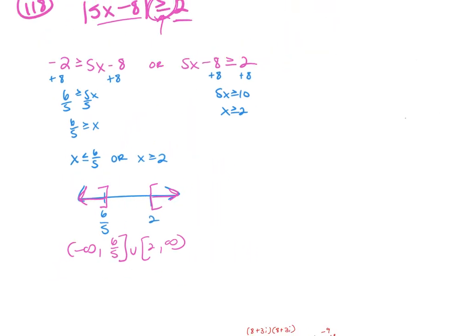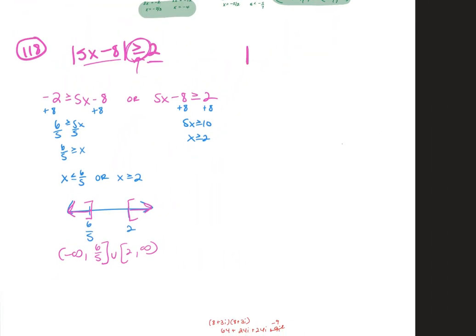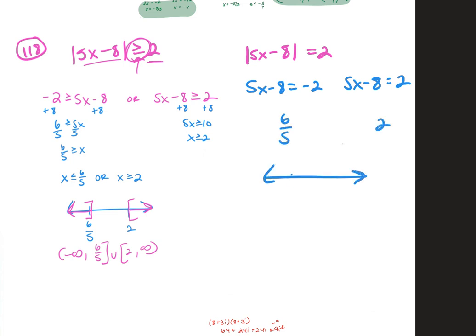The other way is to simply solve it as though it's an equals absolute value, which means I set 5x minus 8 equal to negative 2 and 5x minus 8 equal to positive 2. I still get the same two answers, 6/5 and 2. But then those you'd have to plot on your number line and test a point. So 0 would be to the left over here.